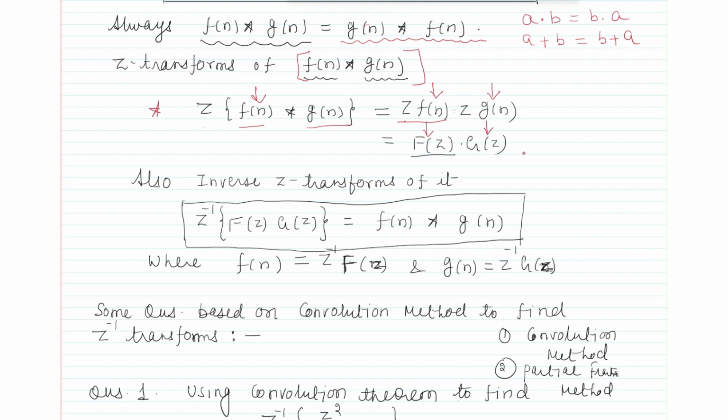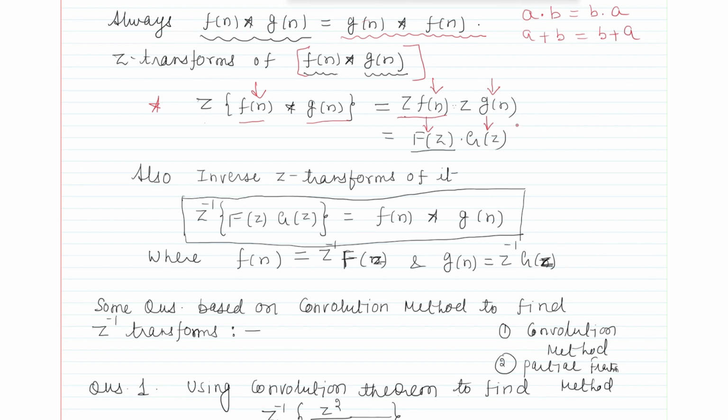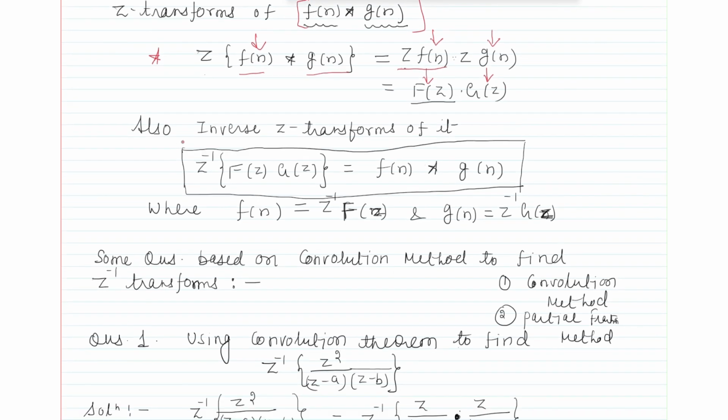It is very simple. If we are finding the z transform of the two functions, we write the z transform of the first function, the z transform of the other function, and just find the product. But if you are finding the inverse z transform of this, you will take z inverse on both sides, meaning Z inverse of F(z)G(z). And what will we write? We will write here f(n) star g(n).